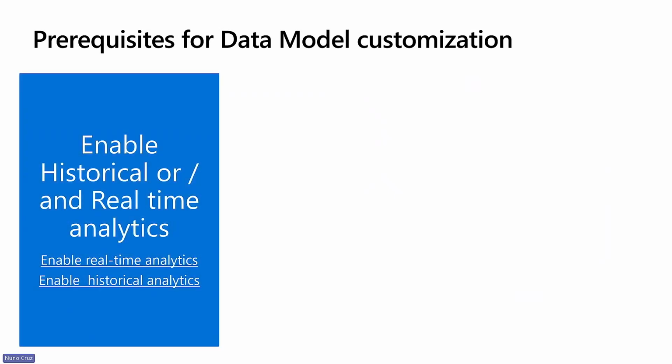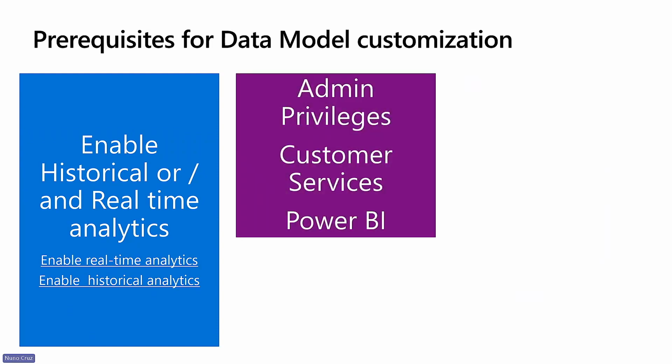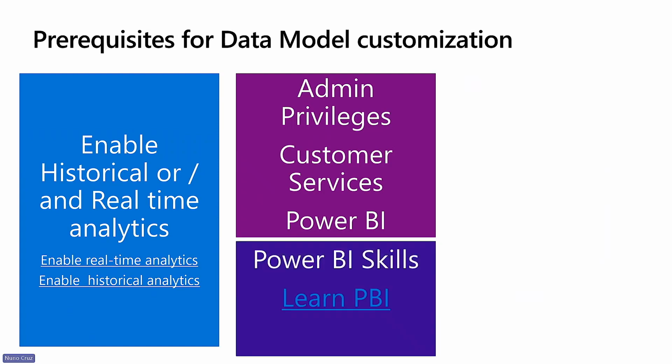Historical and real-time analytics must be enabled. What this means is you must enable, once and individually, the real-time and historical analytics, meaning that you can choose to use both kinds of analytics or just one. Admin privilege over the customer service app and Power BI is required. So in order to configure customer service analytics, you must have admin privilege over customer service. In the same way, you need to have similar privilege on the Power BI where the workspace is or will be created. Power BI skills are good to have to create or modify the reports.